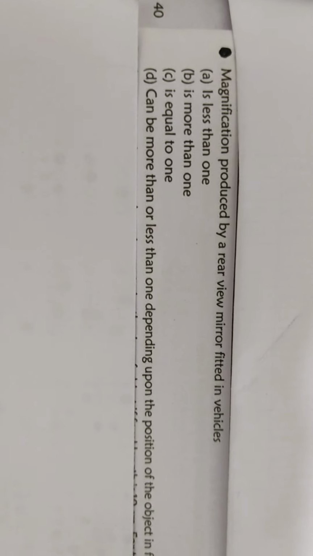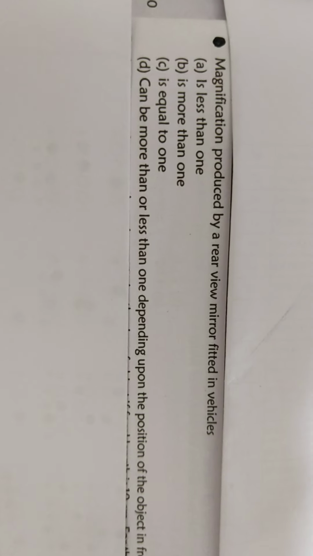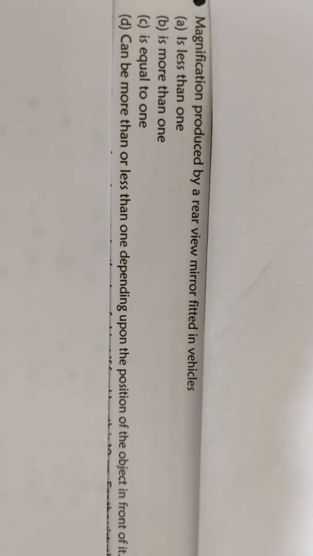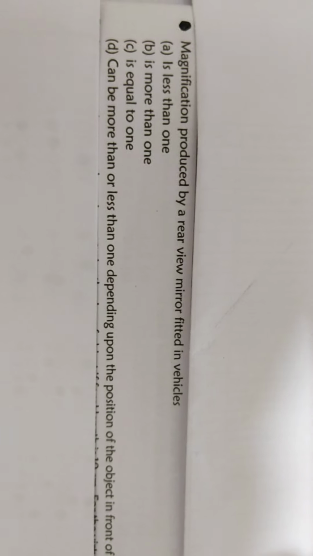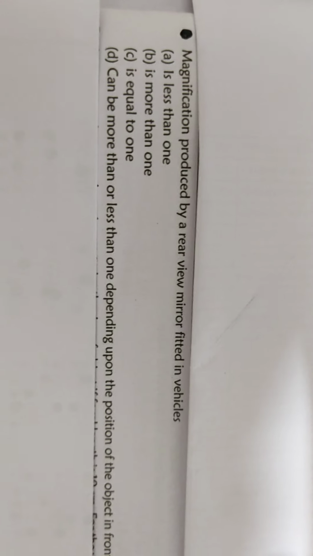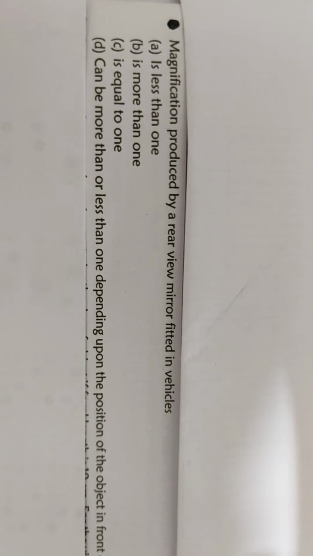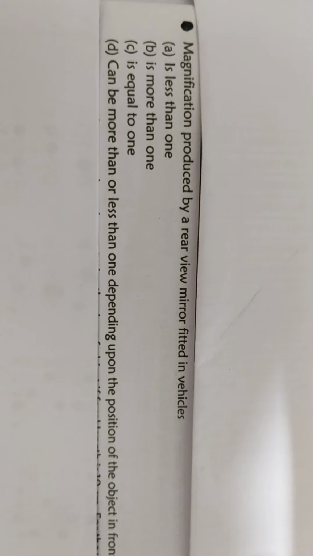Now the last MCQ. Magnification produced by a rear view mirror fitted in vehicles. There are 4 options. Is less than 1, is more than 1, is equal to 1, can be more or less than 1 depending upon the position of the object in front of it. We know that rear view mirror is a convex mirror, and convex mirror always produces virtual, erect and diminished images. So magnification, which is a ratio of height of image to height of object, since height of image is always less than height of object, will always be less than 1.